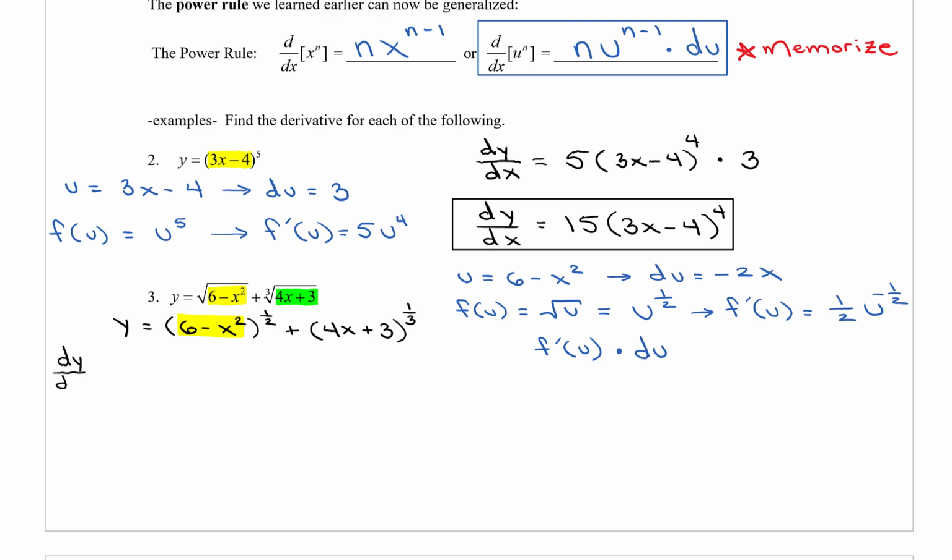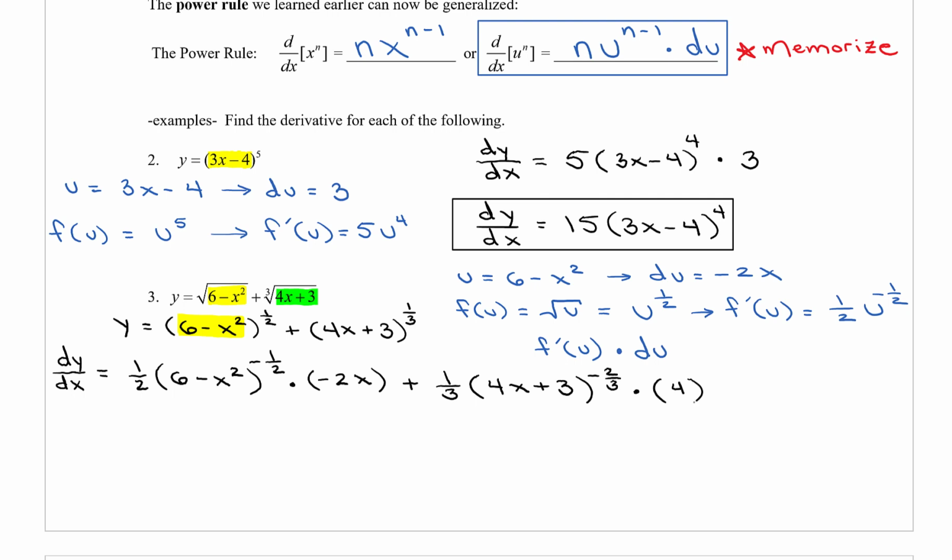So I'm going to write here the derivative of y with respect to x is going to be equal to 1/2 times, we're going to open up a set of parentheses, 6 minus x squared, close the parentheses, raise this quantity to the negative 1/2 power, and then we're going to multiply this times, open up a set of parentheses, negative 2x, close the parentheses, plus, we're going to here multiply by 1/3, times, open up a set of parentheses, 4x plus 3, close the parentheses, raised to the negative 2/3 power, and this will be multiplied with 4.